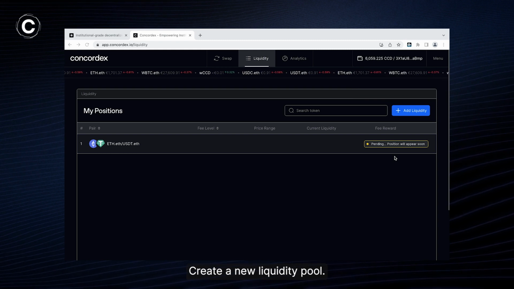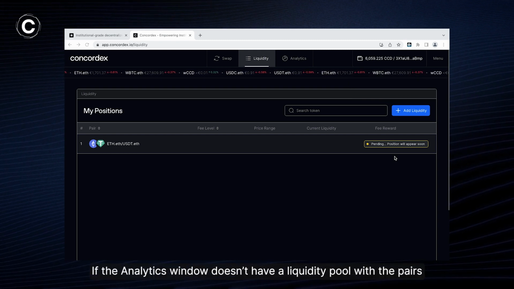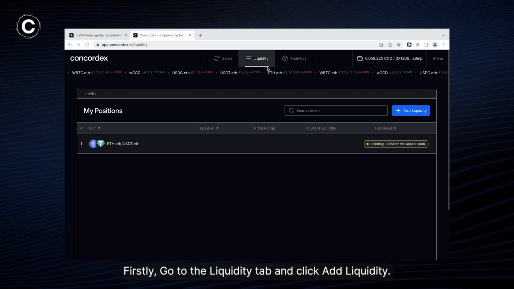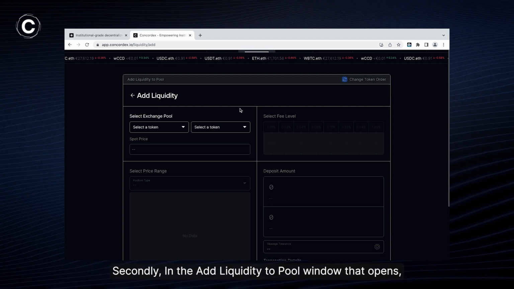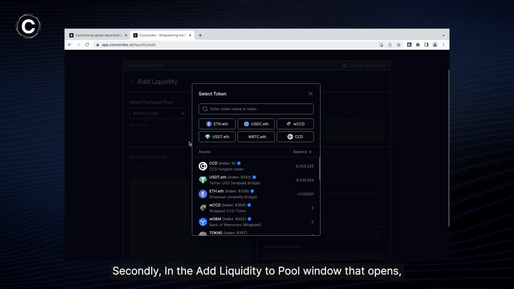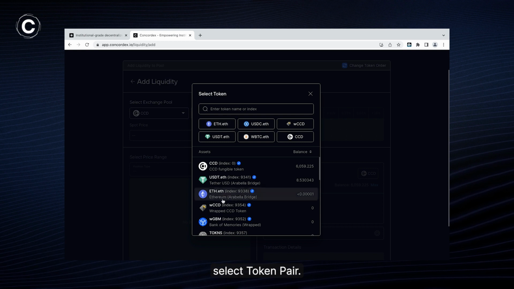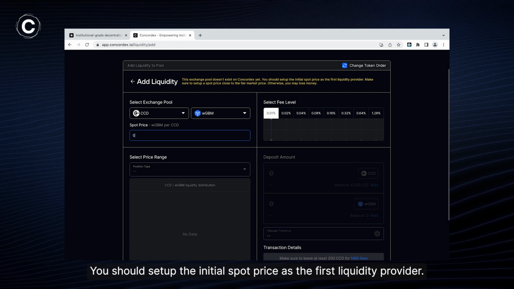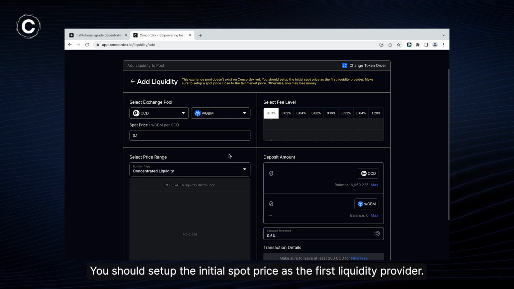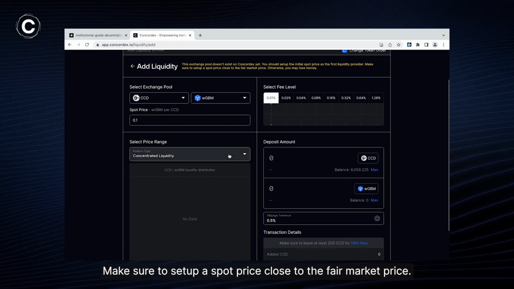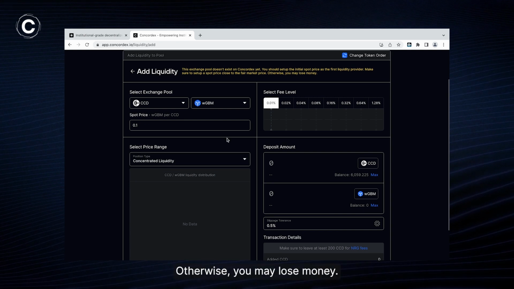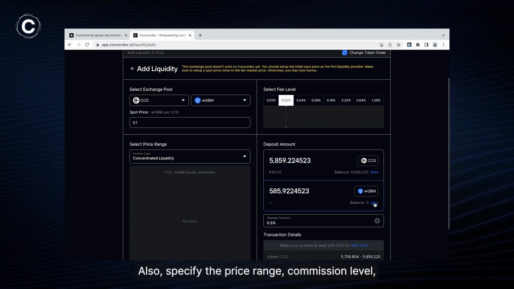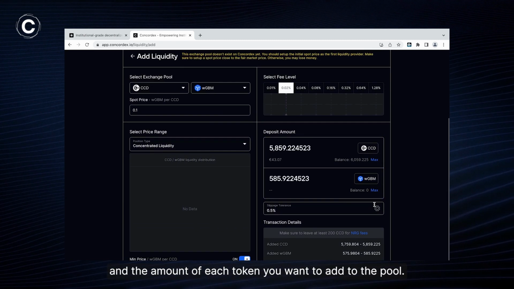Create a new liquidity pool. If the Analytics window doesn't have a liquidity pool with the pair you want to add, you can create it. Firstly, go to the Liquidity tab and click Add Liquidity. Secondly, in the Add Liquidity to Pool window that opens, select Token Pair. If the exchange pool doesn't exist on Concordex yet, you should set up the initial spot price as the first liquidity provider. Make sure to set up a spot price close to the fair market price. Otherwise, you may lose money. Also, specify the price range, commission level, and the amount of each token you want to add to the pool.